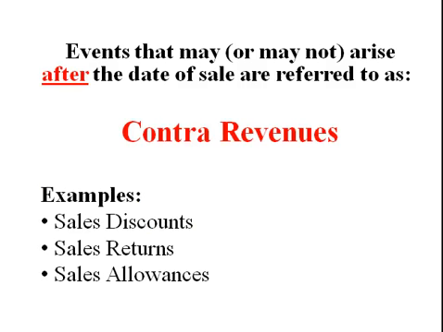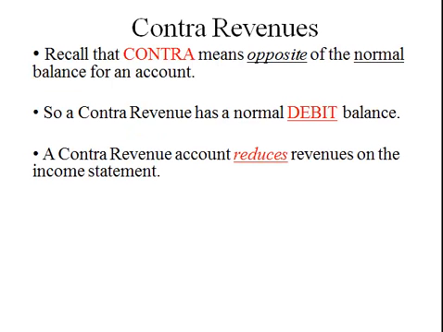It is one of three types of contra revenues we will study. Other examples are sales returns and sales allowances. We use the term contra, recall, to mean opposite the normal account balance. So a contra revenue will have a normal debit balance. A contra revenue reduces the amount of revenue reported on the income statement.